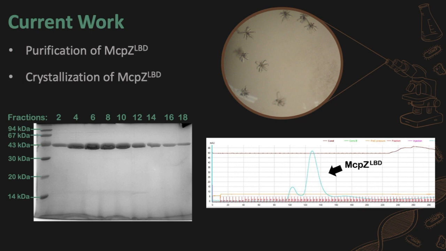Simultaneously, we are collaborating with another lab in order to crystallize this protein to give us an idea of its structure. This will give us a better idea of what kind of ligand could bind to McpZ. This picture in the top right shows the preliminary crystals of McpZ, but this process is still very much underway.